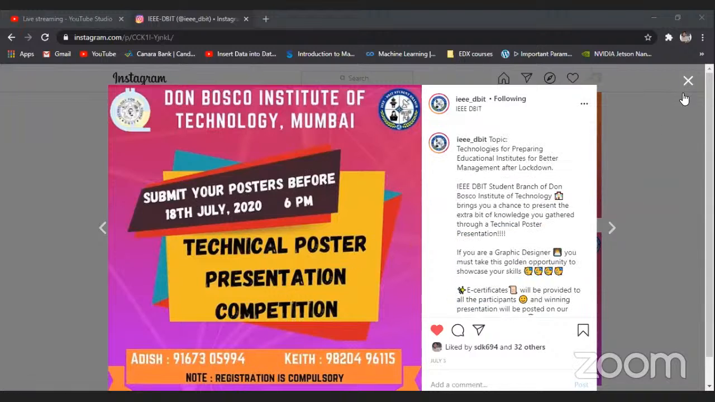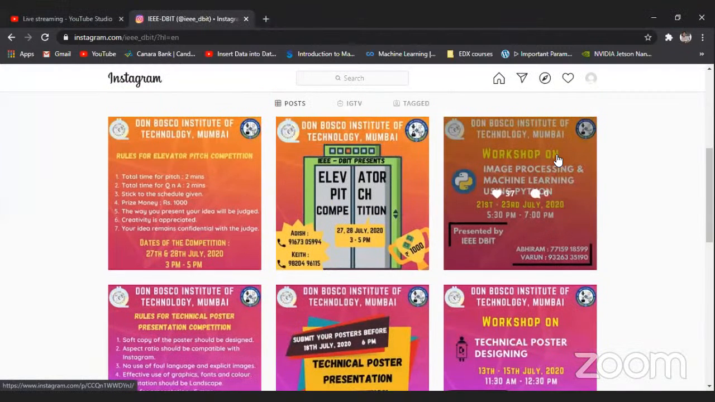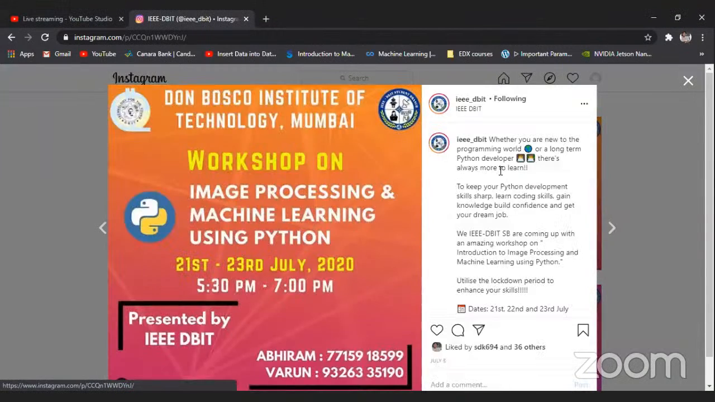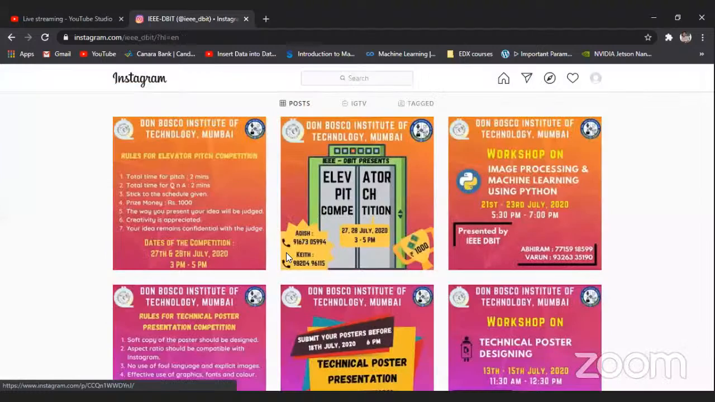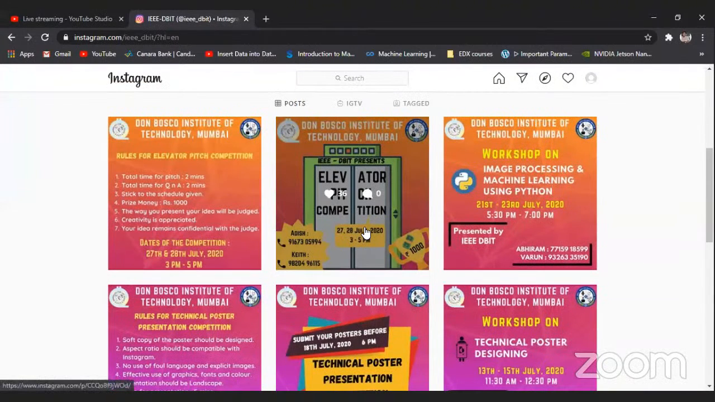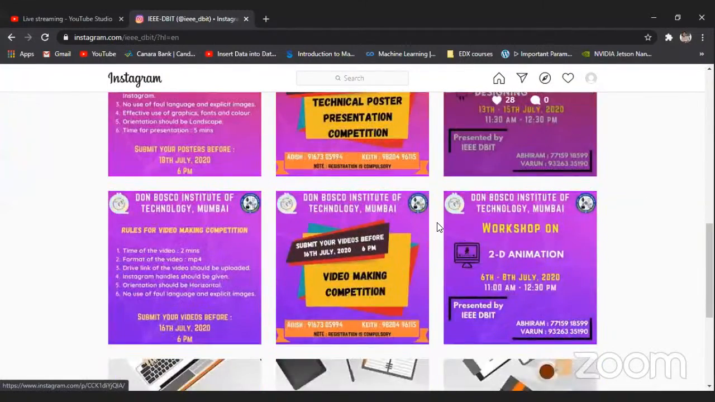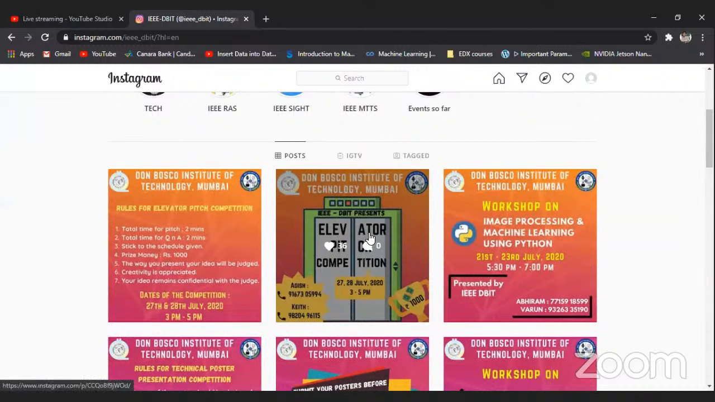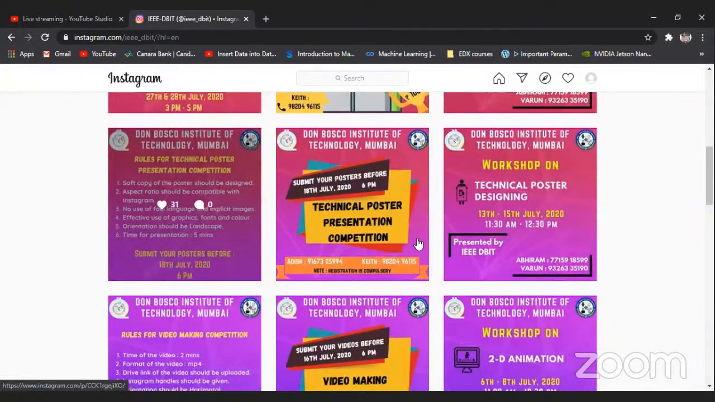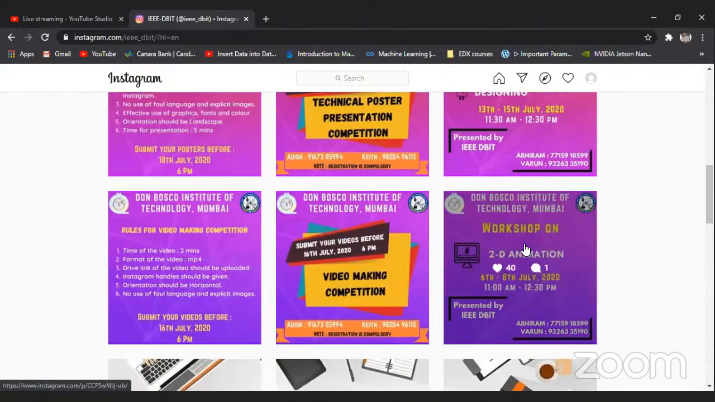Register for our events. There are other events as well. There's one more workshop on machine learning and image processing, which is taken by Abhiram, our technical secretary. And there's the elevator pitch. If you're good at pitching, it's a definite thing that you can approach us for. This is an entrepreneurial thing. If you're good at presenting and pitching your ideas, if you have any idea, it can be anything, just come to the elevator pitch. All the rules are given here. Just check out the Instagram page, and you will be clear and thorough with what we are going to do.